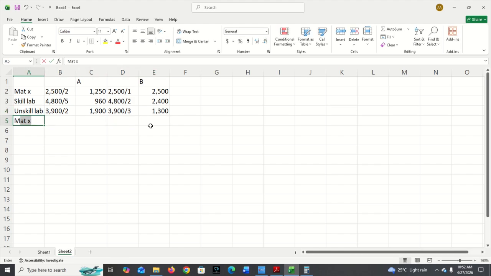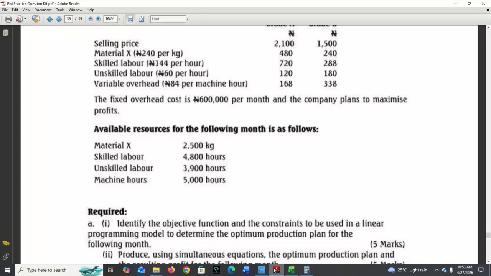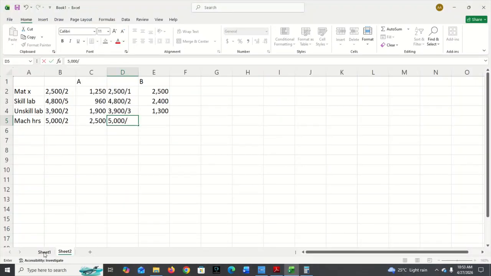Lastly, we have machine hours. For our machine hours, we have 5,000. Check the question, you can see it here. We have 5,000 divided by 2, which gives 2,500. Then 5,000 divided by the last one, which is 4. 5,000 divided by 4 gives me 1,250.